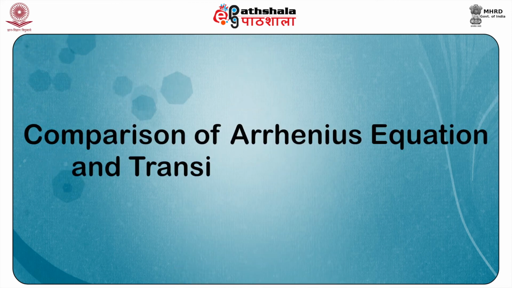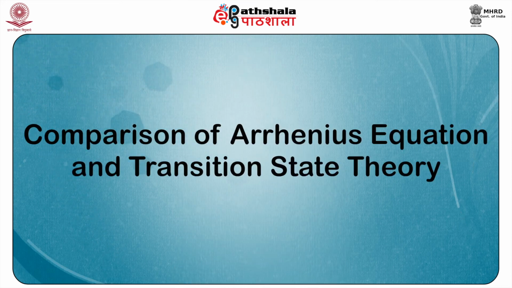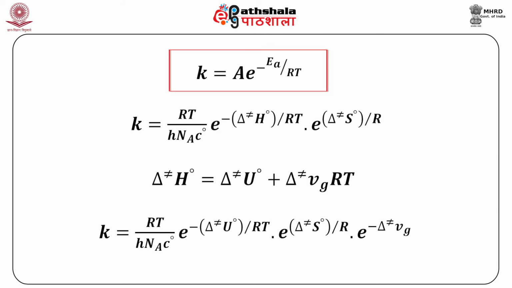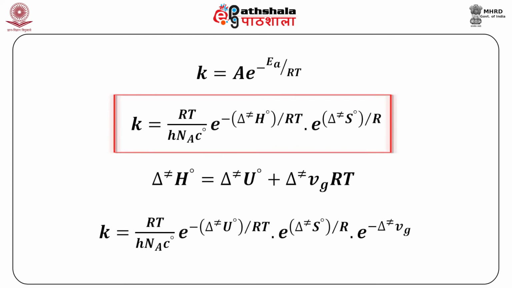Let us now compare the rate constant expression that we have obtained from transition state theory with that of the Arrhenius equation. We did discuss in detail the Arrhenius equation in our earlier module, where we saw that the rate constant is expressed as k equals A into e to the power minus Ea by RT, and as per transition state theory we obtained the rate constant as RT upon h Na C naught into e to the power minus delta H naught upon RT into e to the power delta S naught upon R.